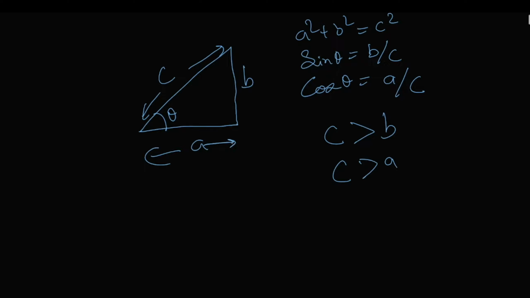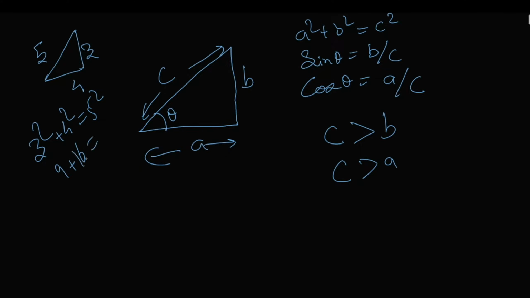Means whatever the value. So for example, let's say one right angle triangle. One famous example is this one: 5, 4 and 3. So 3 square plus 4 square is equal to 5 square, which is 9 plus 16, which is equal to 25, right? So 3, 4, 5 is one Pythagorean triplet. Now here you will see that 5 is greater than 4 and 5 is also greater than 3. So that is what I am writing here. So C is greater than B and C is also greater than A.